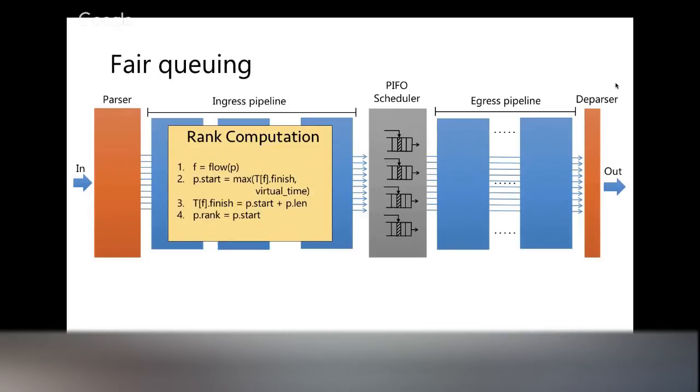So here are a couple of examples. The well-known fair queuing algorithm is one. We use the virtual start time fair queuing implementation here, where for every packet, we track its virtual start time relative to an idealized fluid fair queuing system. And that becomes the packet's rank in the PIFO.